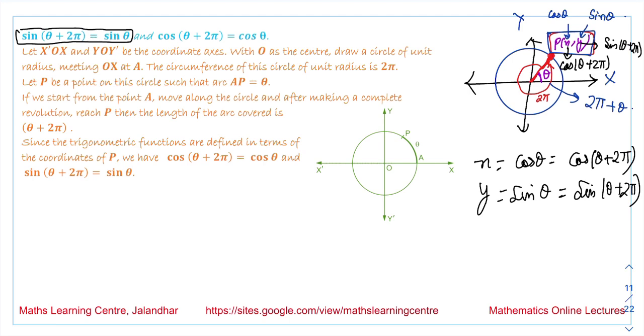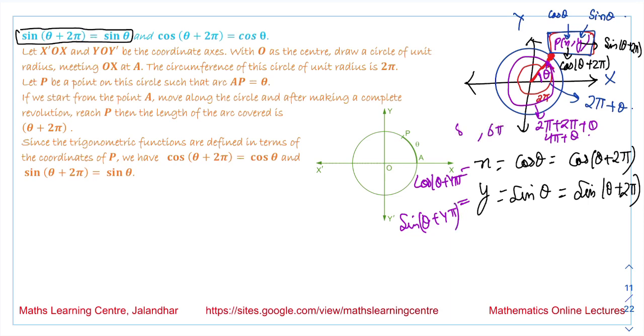Similarly, if we make another rotation, we will get 2 pi plus 2 pi plus theta, that is 4 pi plus theta, and these values will be equal to cos of theta plus 4 pi and sin of theta plus 4 pi. Likewise, this will hold for 6 pi, 8 pi and so on, and the smallest of all these values is 2 pi. What we had to prove was that sin of theta plus 2 pi is equal to sin theta, and cos of theta plus 2 pi is equal to cos theta. So we have obtained this result from this diagram.